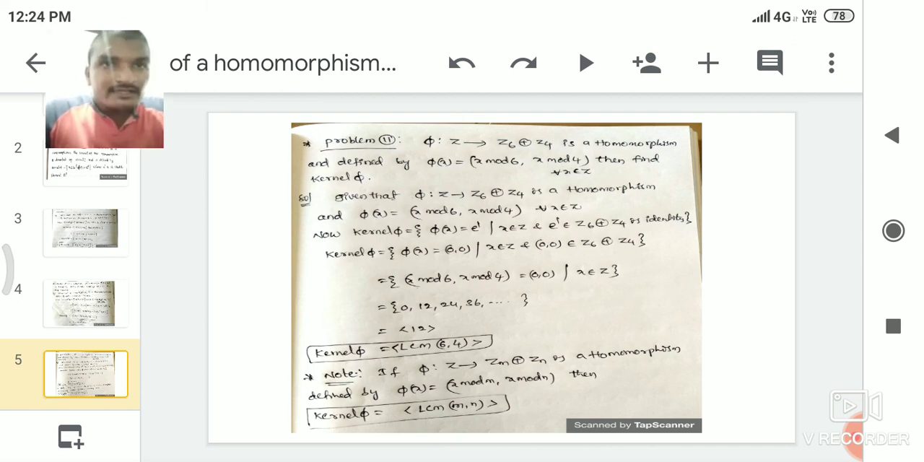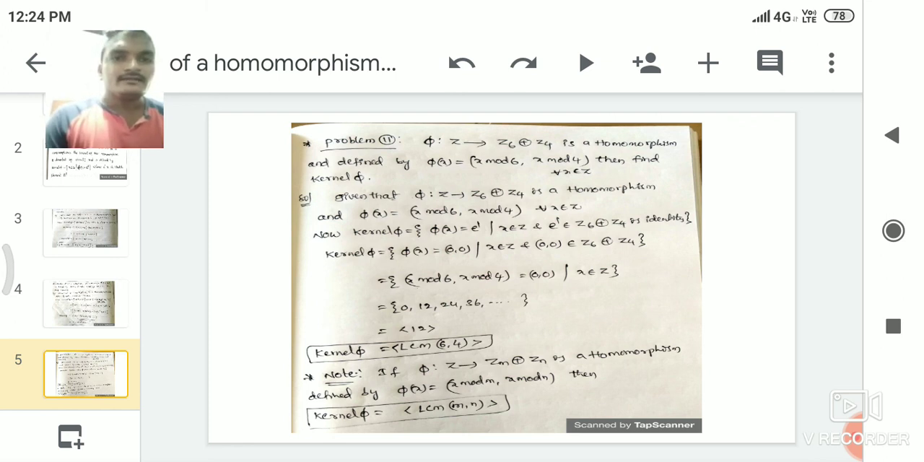Why? Because here Z is a group with respect to addition. That's why with respect to addition, generator of 12 can be written as 0 into 12, 1 into 12, 2 into 12, 3 into 12, 4 into 12 and so on. Okay. So, that is nothing but here also LCM of 6, 4. What is the LCM of 6, 4? LCM of 6, 4 is 12.